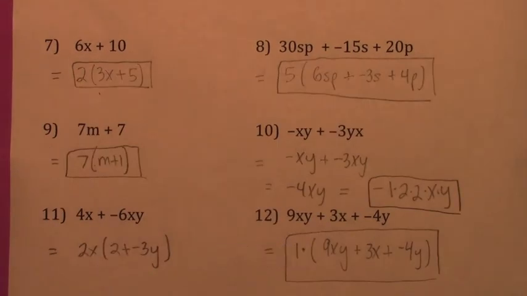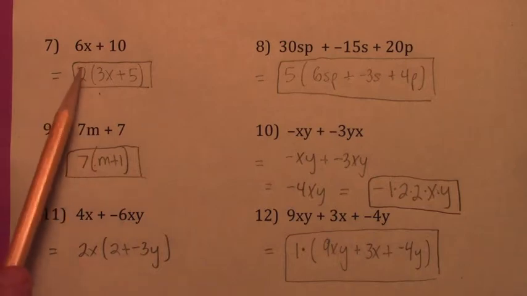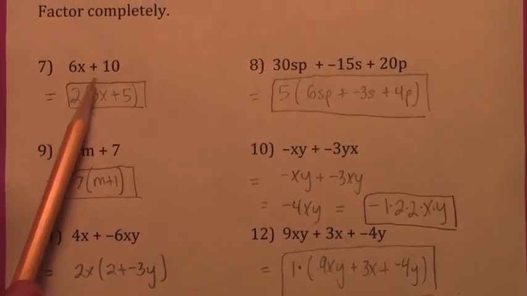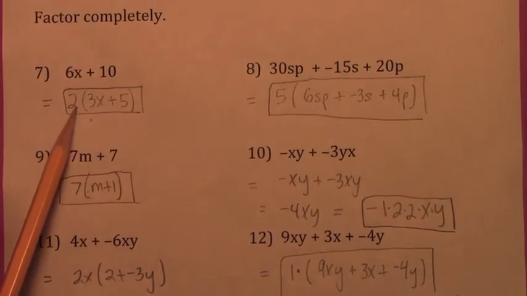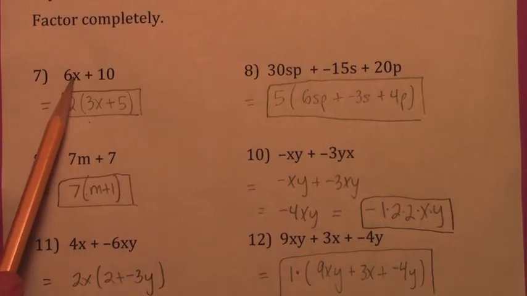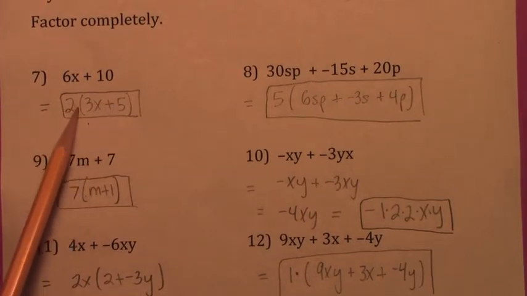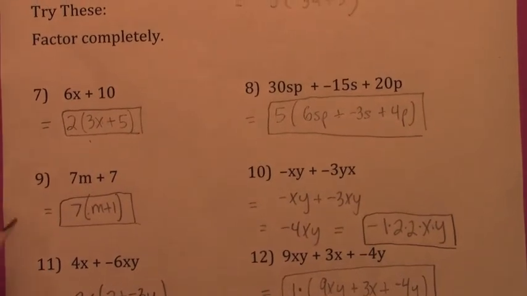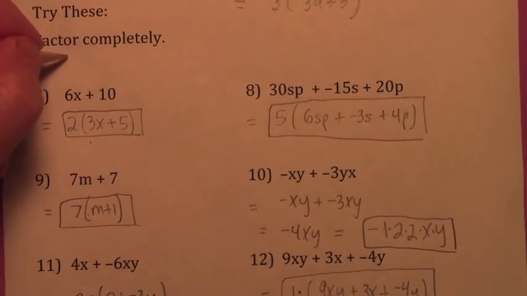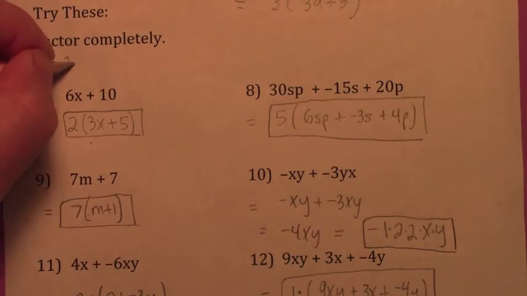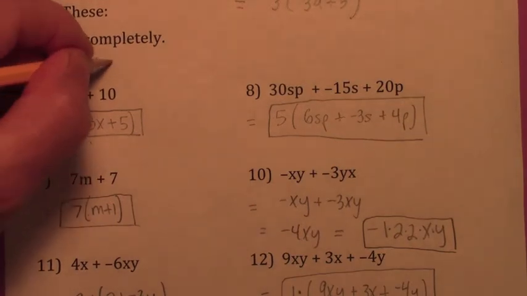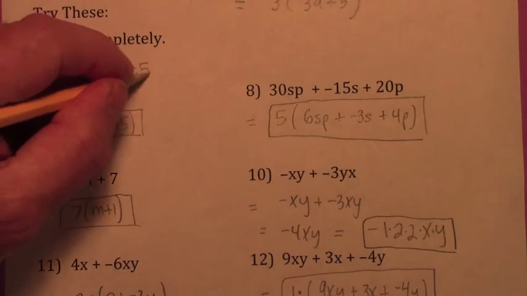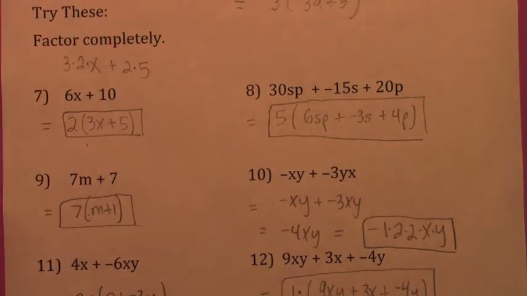Okay, here are the answers. Let's see, on that first one, 6x plus 10, the greatest common factor is 2. What do you multiply 2 by to get 6x? You'd have to have a 3x plus 5 inside the parentheses. Now hold on just a second here. Tell me what's wrong with this. What if you went like this? 3 times 2 times x plus 2 times 5. Why wouldn't that be considered factored? You know why? You know why that's wrong?